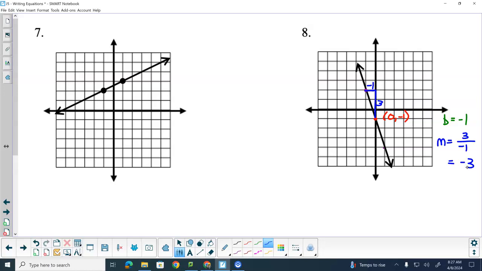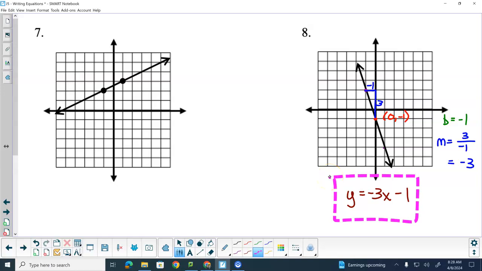Can I just put -3 there instead for my slope? Okay. And what's my b again? -1. So let's give it to me one more time. Y equals, what's my slope? Just -3. Okay, and then what do we need? X. And what's my b? So -1. Okay. Good now.